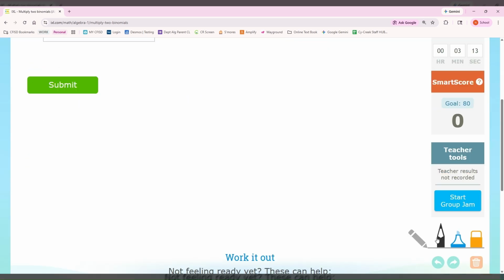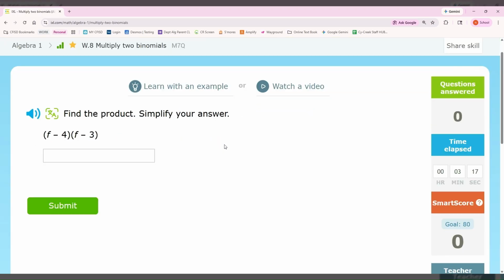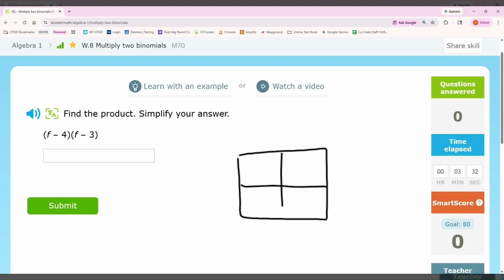All right, so we're going to be going over the next IXL assignment, W8, multiplying two binomials. So here we're kind of taking off the training wheels and we're just giving you the product of two numbers. There's a couple ways you can handle this, but we're going to specifically go off of our area model because we've been working on our area model since the beginning.